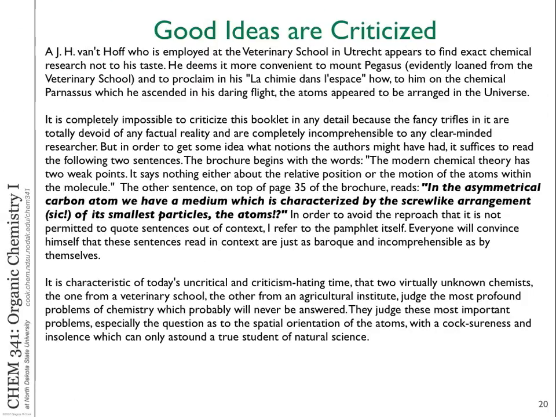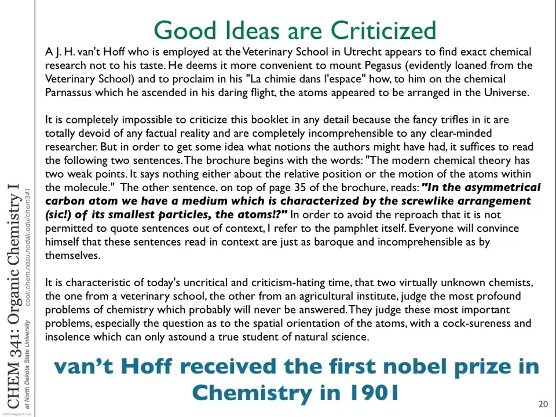And he even goes on to talk about how he thinks Van 't Hoff, who is actually at a veterinary school, was dreaming and riding on this Parnassus with these crazy ideas about asymmetric carbons and didn't believe a word of it. Good read. Anyway, what's interesting is that the old established chemist wasn't right. Van 't Hoff actually received the first Nobel Prize in chemistry in 1901. So his ideas were actually confirmed by others in the field who took a close look at what his findings showed. And Kolbe, well, he was just an old scientist over the hill, I guess.